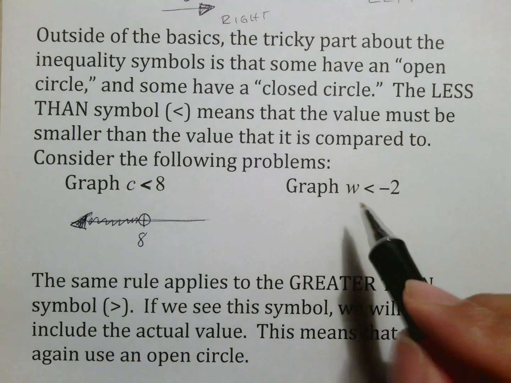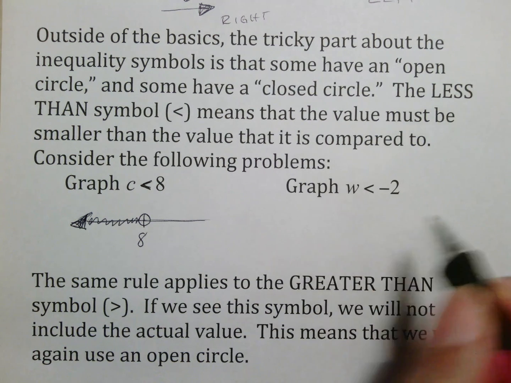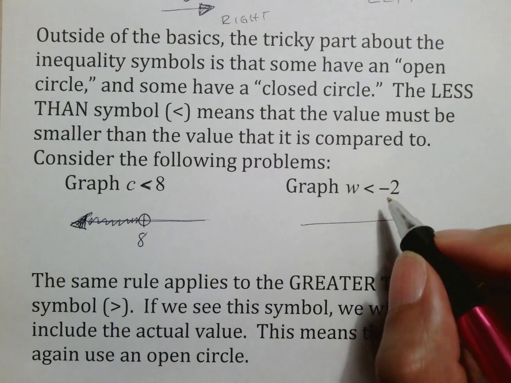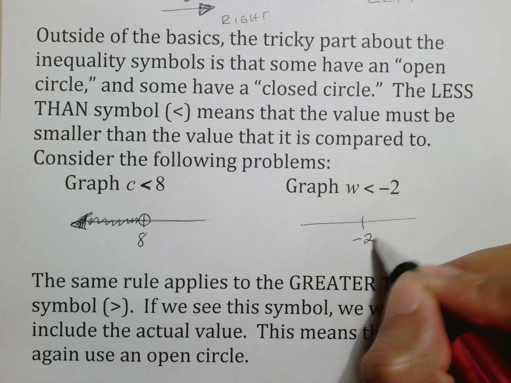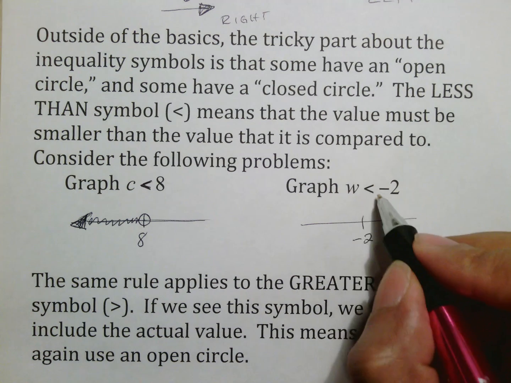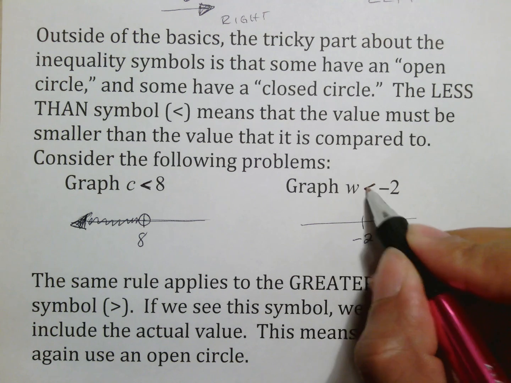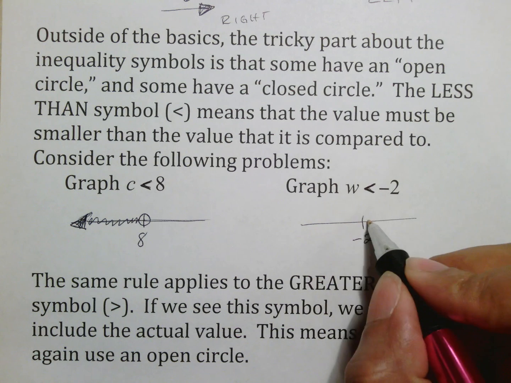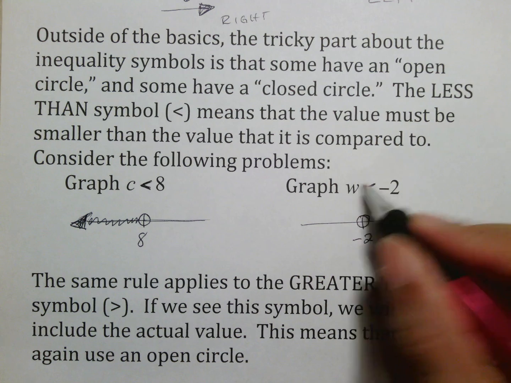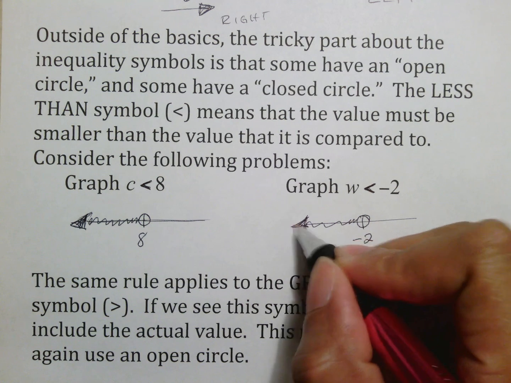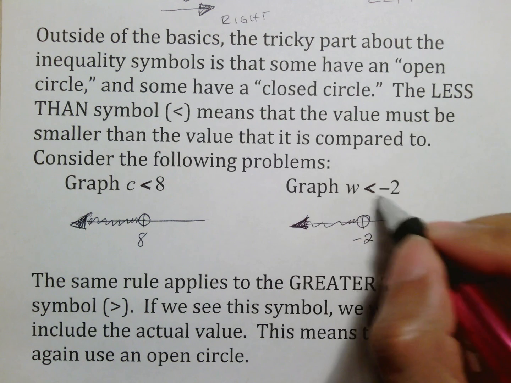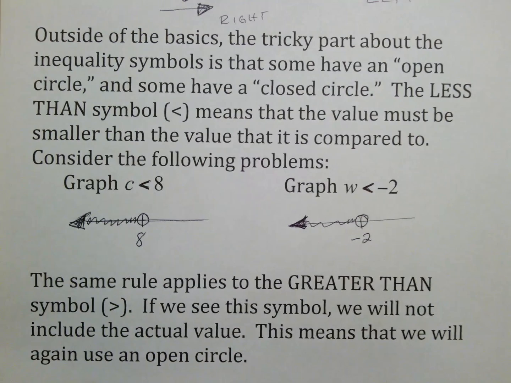If you are asked to graph w is less than -2, I don't know why I use the same symbol, but let's go ahead and go with it. Again, -2 being the important number, we put -2 down there on my line. Notice again this is a less than, which means it can't equal -2 because it's different. So we put an open circle there. It's pointing to the left, so we go to the left and we put the arrow, and again notice your arrow symbol looks the same as the symbol there.